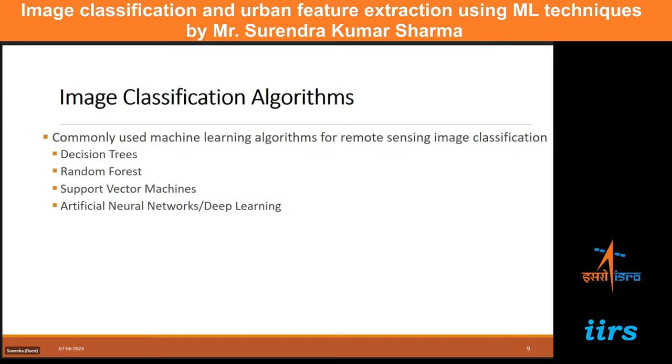Then, if you talk about image classification algorithms, there are many algorithms available for remote sensing image classification. But commonly used algorithms are these: decision trees, random forest, support vector machine, artificial neural network, or deep learning. Nowadays, deep learning is very popular in processing remote sensing data also.